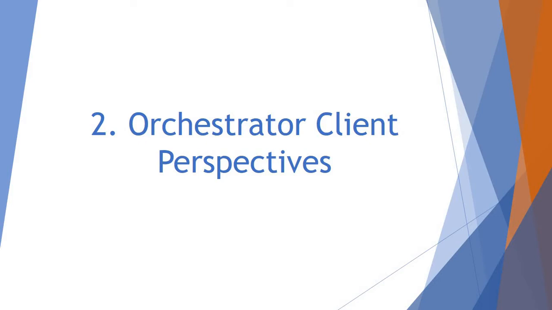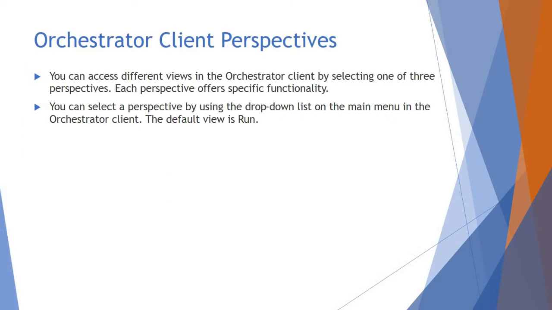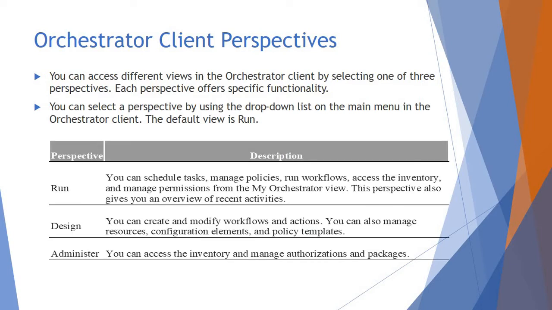Now let's look at the Orchestrator Client Perspectives. You can access different views in the Orchestrator client by selecting one of the three perspectives. Each perspective offers specific functionality. You can select a perspective by using the drop-down list on the main menu in the Orchestrator client. The default view is Run.